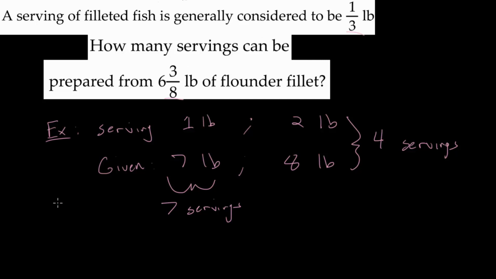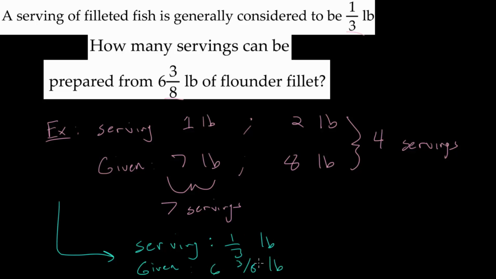So we can apply that strategy for the numbers we were actually given here. We have a serving size of 1/3 of a pound, and our given amount of flounder is 6 3/8 of a pound. So we need to carry out division. How many times does this 1/3 of a pound fit in 6 3/8 pounds? So we'll take this 6 3/8 pounds and divide it by 1/3 of a pound. And that's 1/3 of a pound per serving. So when we carry out the arithmetic, the pounds will cancel out and we'll just be left with servings, if you're concerned about the units here.